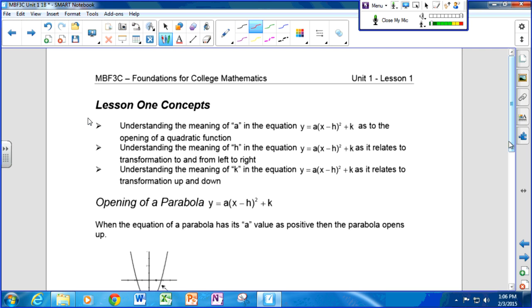We're on page 6 of Unit 1, and it talks about the opening of a parabola.